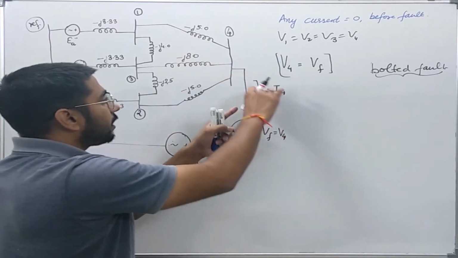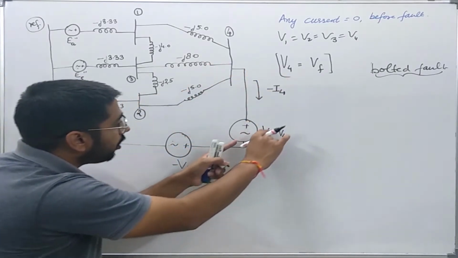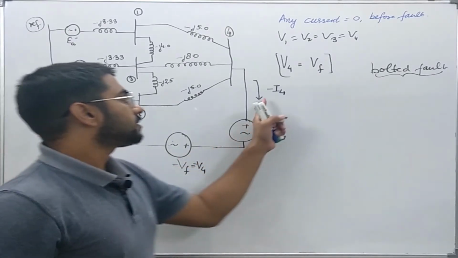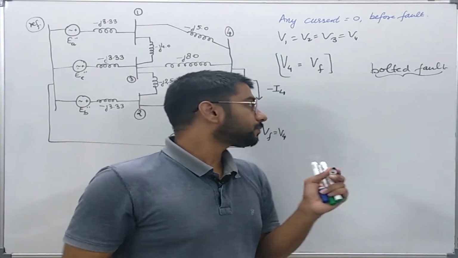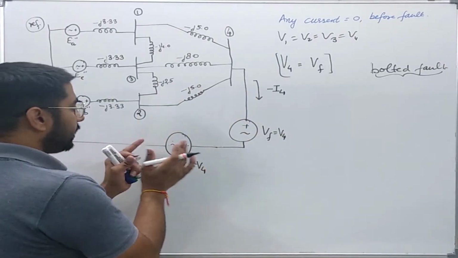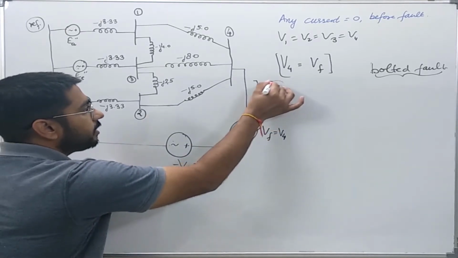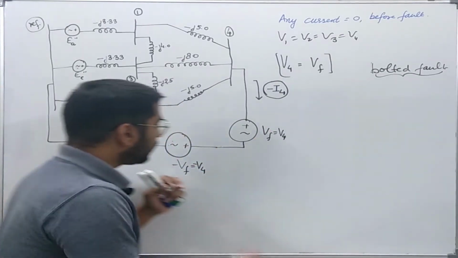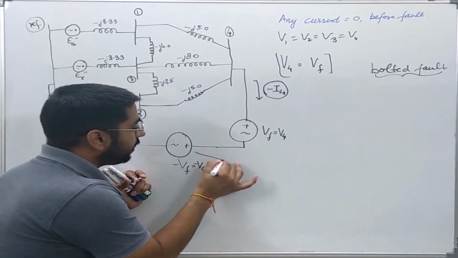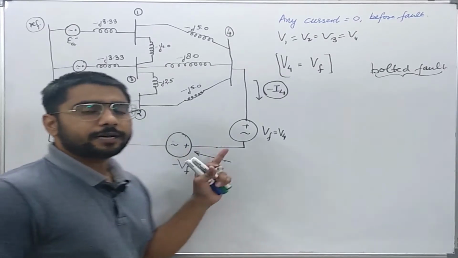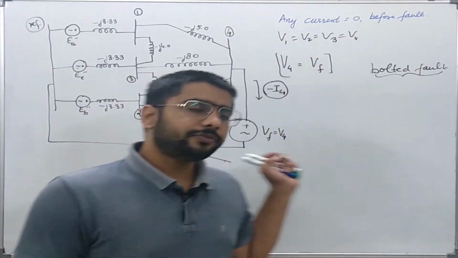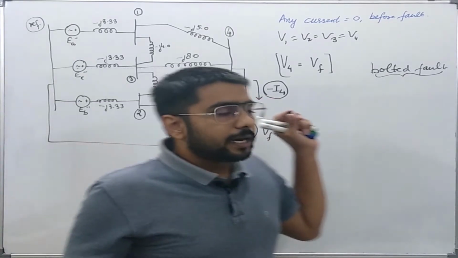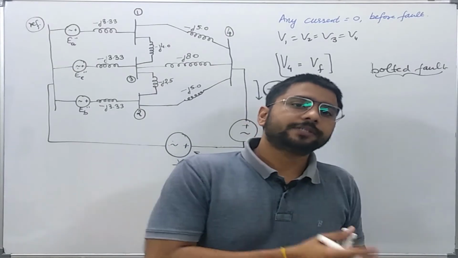But during a fault, what will happen? The current will come out of bus 4 and it will try to go to the reference bus. Let us say this is current minus I4. So you see that this current will be only because of this voltage source which we have connected to the system to represent the short circuit or the fault. Okay, so we are trying to use the superposition theorem here.